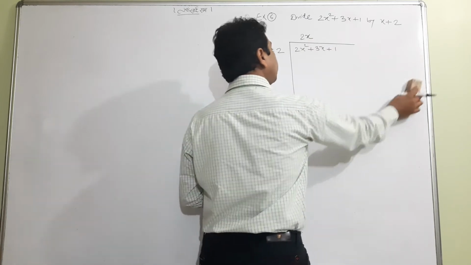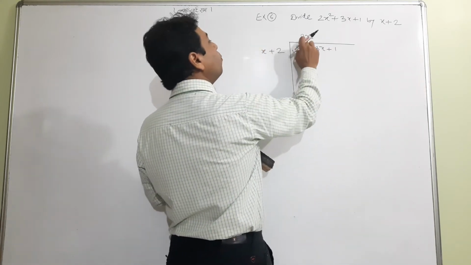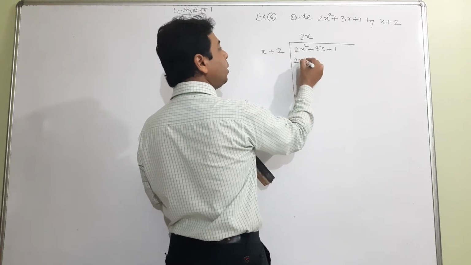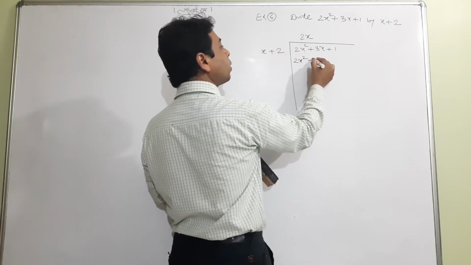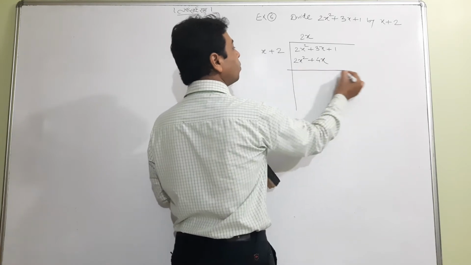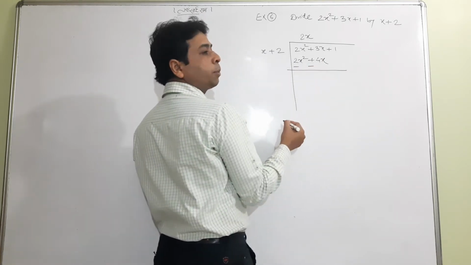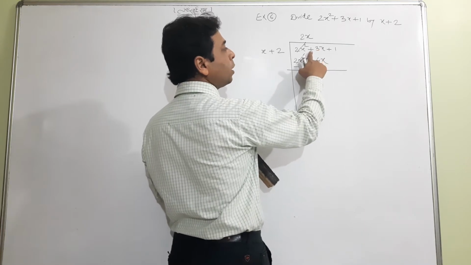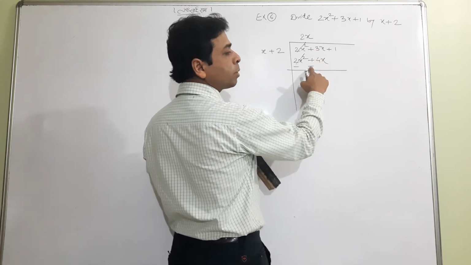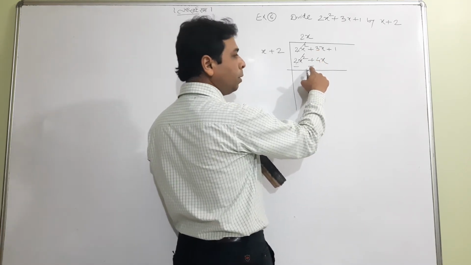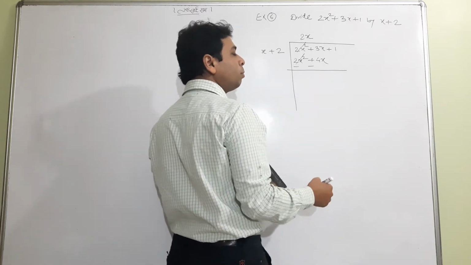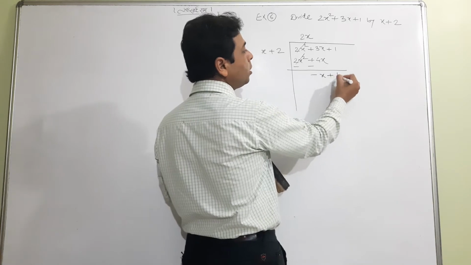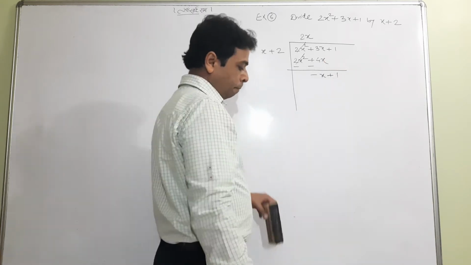When 2x is written here, 2x will multiply in both terms. 2x into x, it will be 2x square. 2x into 2, it is 4x. Now subtraction. Always change the signs. 3x is positive sign, 4x is negative sign. Definitely subtraction will be there, and the sign will be used of the greater number. Like it is minus, so minus 1x will be here, and plus 1 is copied.